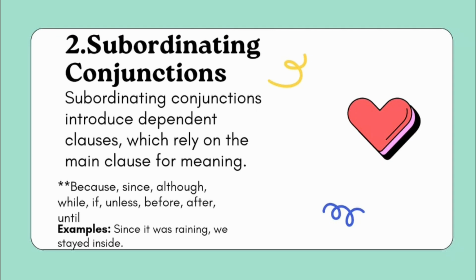Another example of subordinating conjunctions are those that show comparison. They are used to compare one thing with another. They include than and as. For example, she is smarter than her brother. Another example, he works as hard as anyone else in the team.